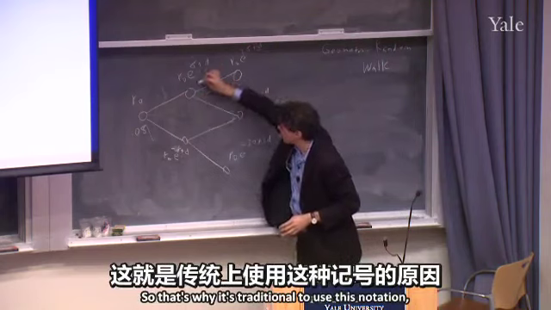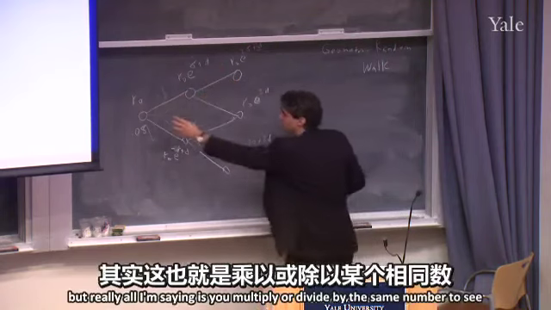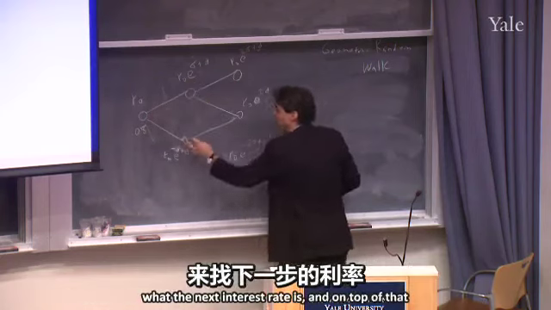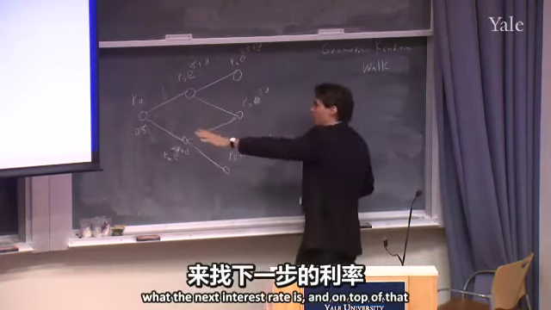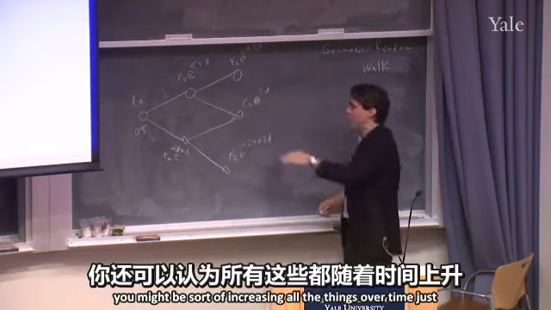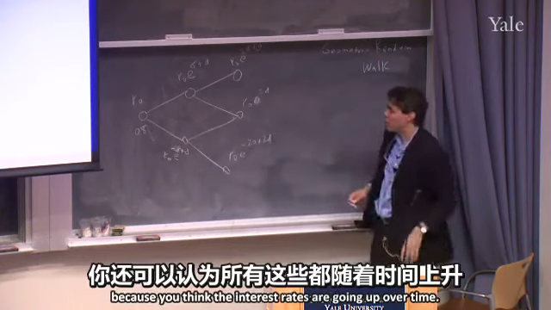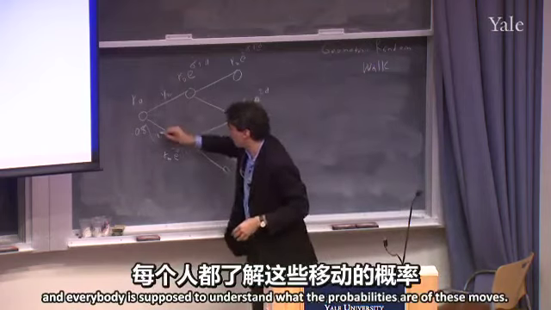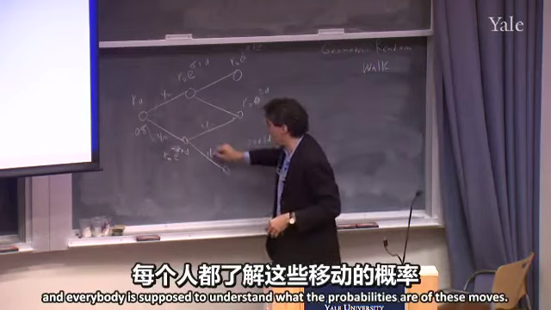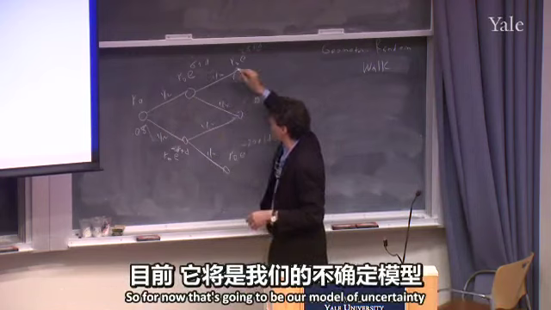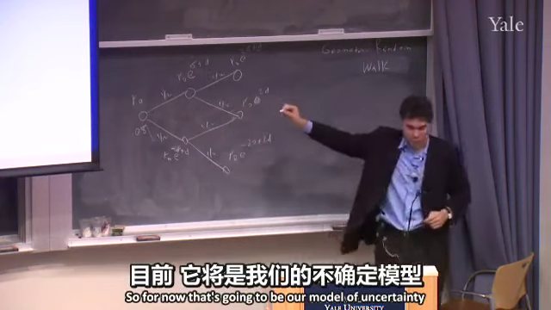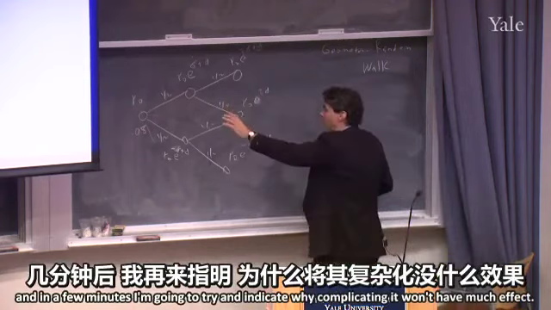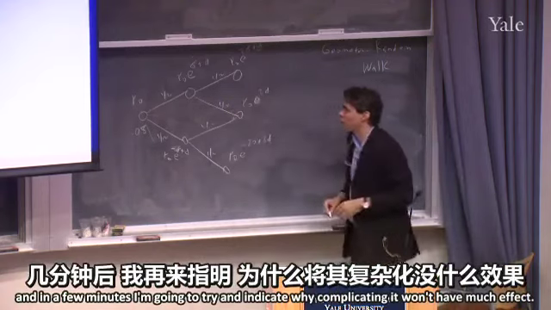It's traditional to use this notation, but really all I'm saying is you multiply or divide by the same number to see what the next interest rate is, and on top of that you might be increasing all the things over time just because you think the interest rates are going up over time. So that's how we're modeling uncertainty, and everybody's supposed to understand what the probabilities are of these moves. For now, that's going to be our model of uncertainty, and in a few minutes I'm going to try and indicate why complicating it won't have much effect.